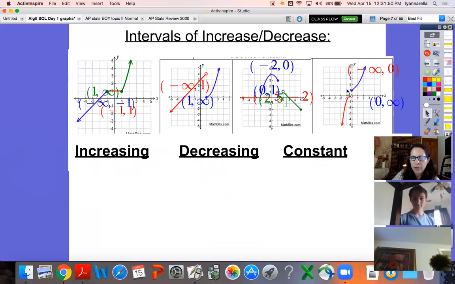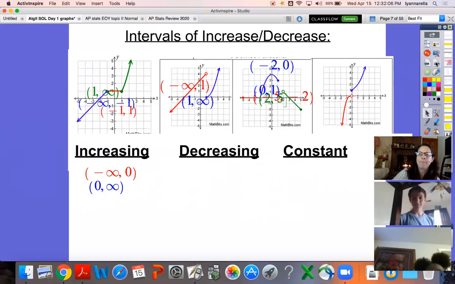And then I'm going to do this last graph. So the red part is from negative infinity to 0, and it is actually going up. And the blue part is from 0 to positive infinity. Both of those are going up. Okay. You guys good on increasing and decreasing?